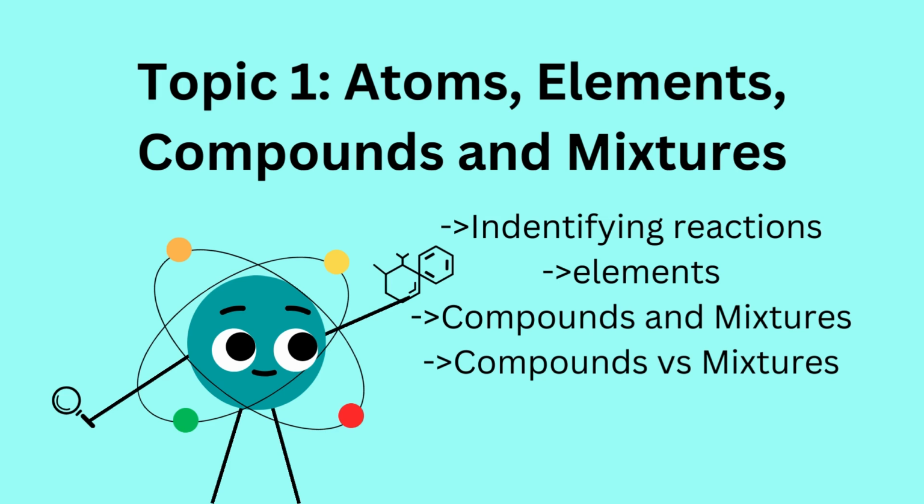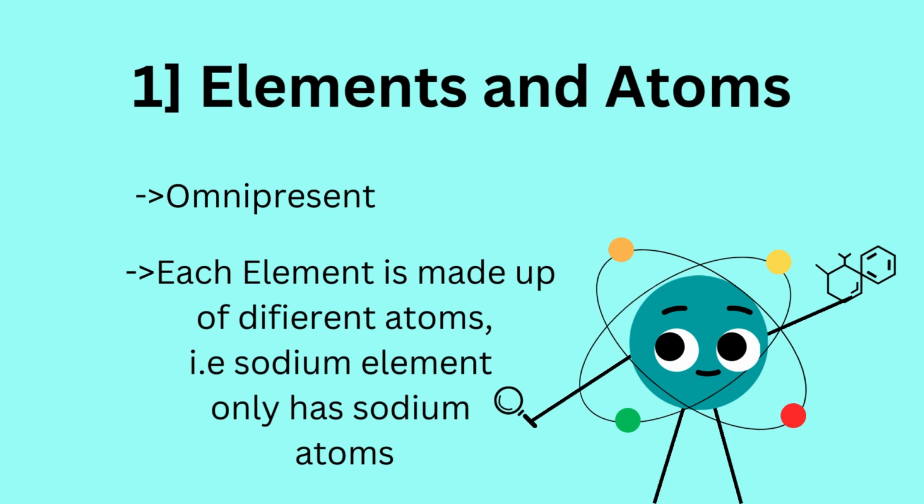So, first off, atoms. Now, different elements have different atoms, and each element is made up of its own type of atoms. For example, sodium element has several sodium atoms, whereas the hydrogen element has hydrogen atoms. And when different elements combine with each other, the atoms combine and a compound is formed. Well, this was very brief, and we'll be diving deeper into this now.